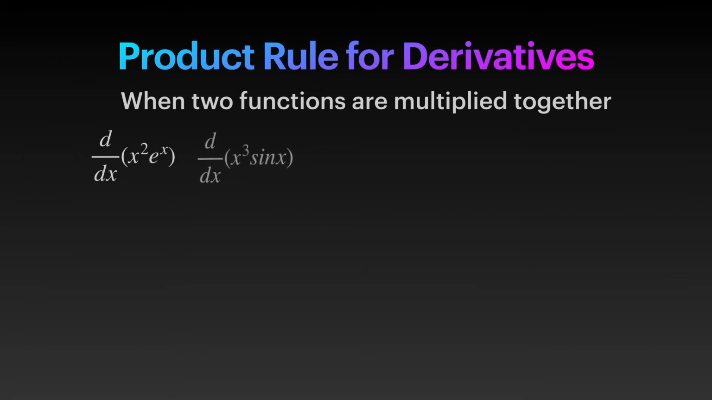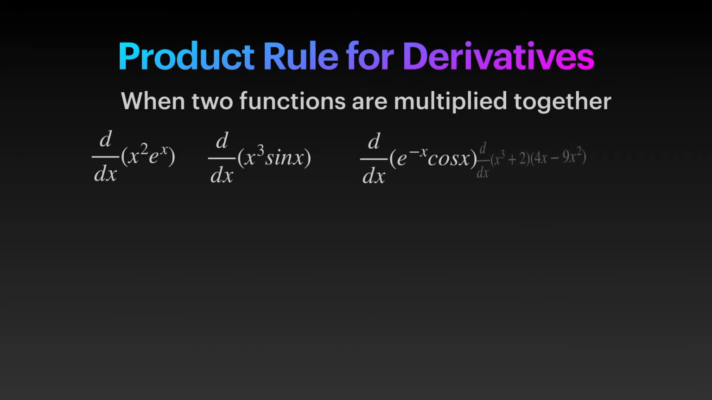Second, you see some more examples in which the product rule is applicable, like x cube sin x. Here again the two functions are multiplying, so the product rule for derivatives is applicable. Or we can apply the product rule on a function like e to the power minus x cos x, or x cube plus 2 times 4x minus 9x square. There are plenty of examples like this where the product rule is applicable.